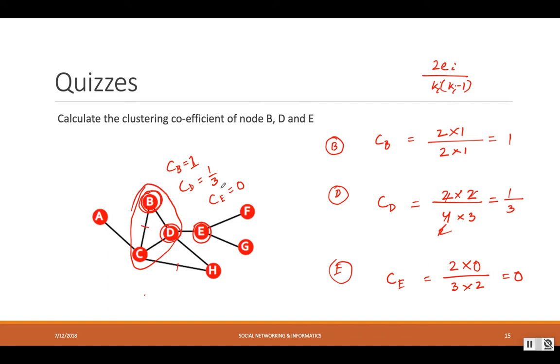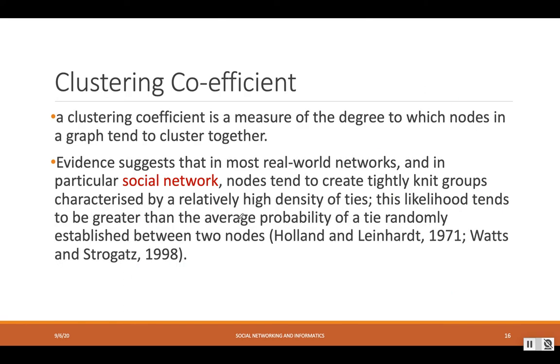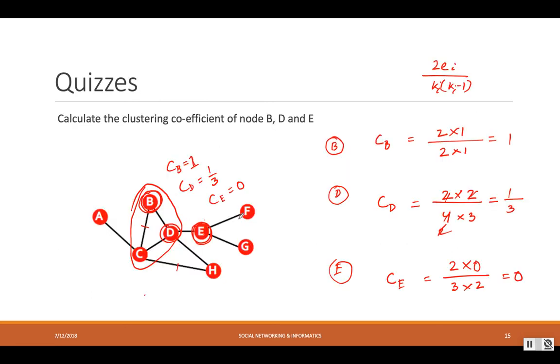Now in contrast, if we look at the clustering coefficient of E, E has 3 friends, but none of them know each other. So from the measure of clustering coefficient we can see that E has these 3 friends but they don't know each other. So the likelihood is that it's not a very tightly knit group. That doesn't create a very strongly connected friend group.